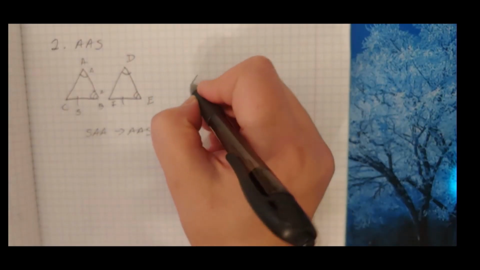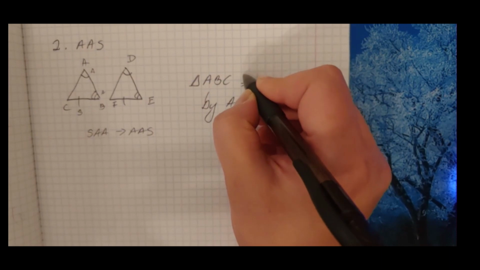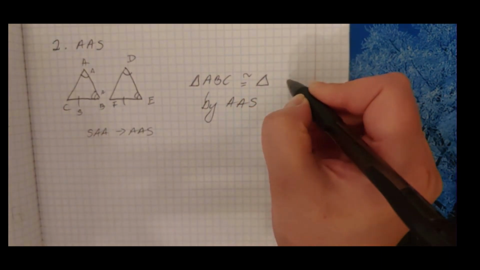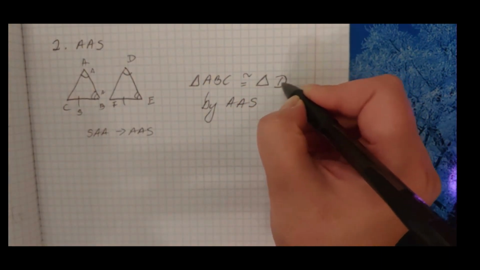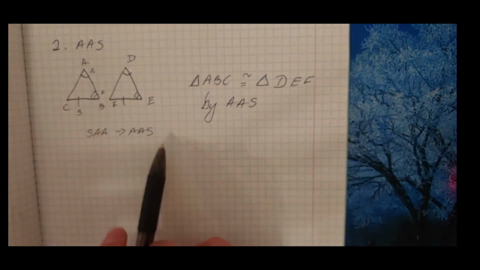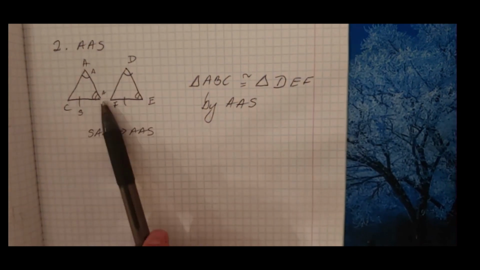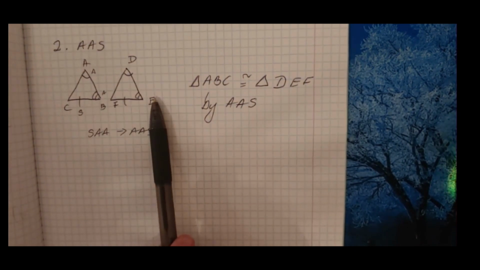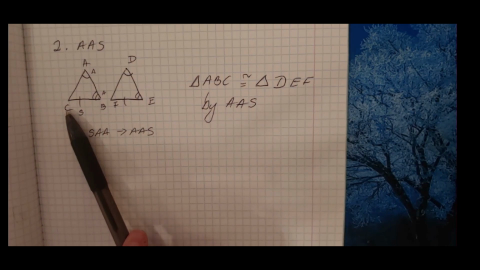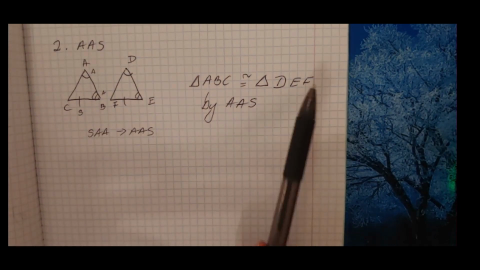And what is it? Triangle ABC is congruent to triangle DEF. Why? Because A goes with D, one arc, B goes with E, two arcs, and the ones that are not marked are C and F, so F has to go at the end.